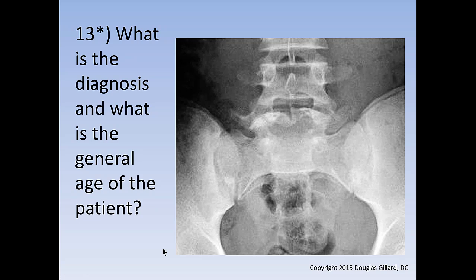Let's try another one. So what's the diagnosis? Patient with chronic low back pain. Let's get this taken care of right now. Is this an old or young patient? Old or young patient? Good. You see the riser sign, so this is a teenager. All right, chronic low back pain, athlete.